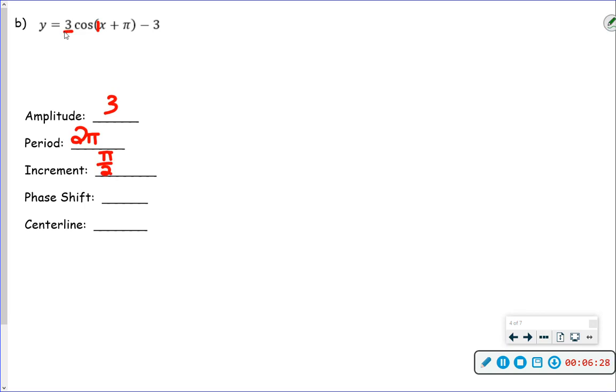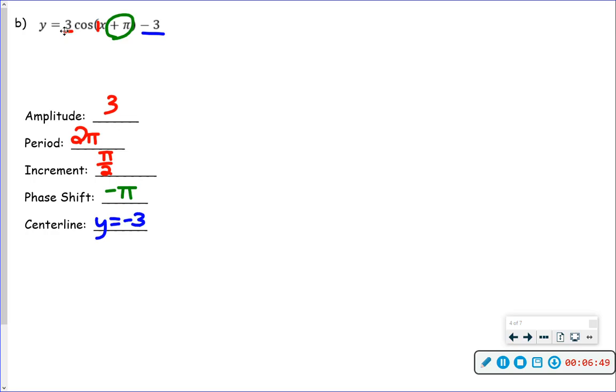Phase shift, we know we have it because you're adding or subtracting something to x. It is the opposite of that. Basically, you're solving that for x. So negative pi. So we're going to start at the left this time. And we have a center line change because we are moving it down 3 units. So my center line is going to be down at negative 3. So this is going to be a fun one to draw.